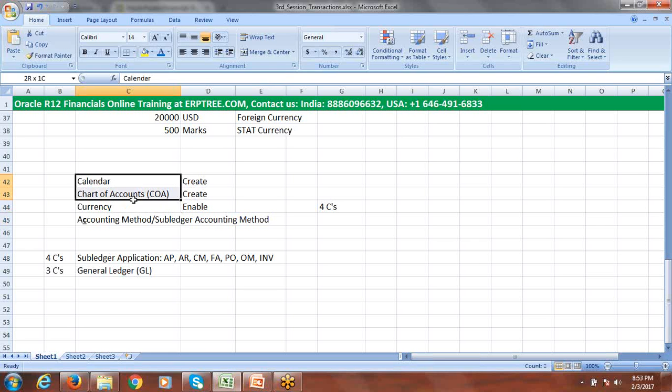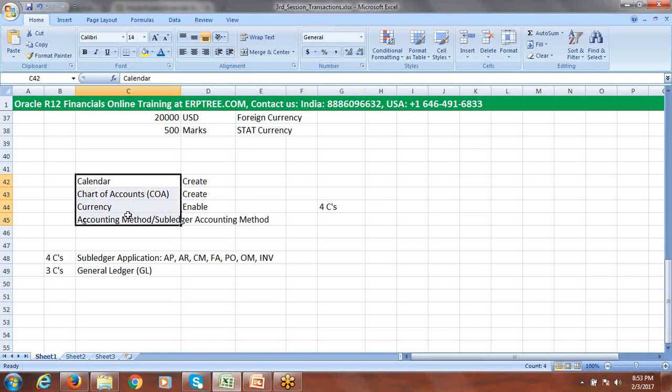That means to create any transaction, we require 4 C's. It can be GL or a subledger application, anywhere in the system. If you want to create any transaction in GL, 3 C's are enough. Already we discussed. So by using 4 C's, you can create the transaction in the system. Let's take this as a final statement. To create the transaction in the system, we require 4 C's.